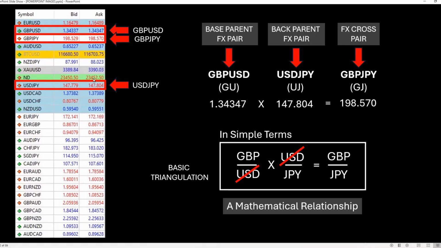This is proof. You can see, look at the market quotes on the left-hand side of the screen. Multiply this by this, you get this. There we are, right to the second decimal place.